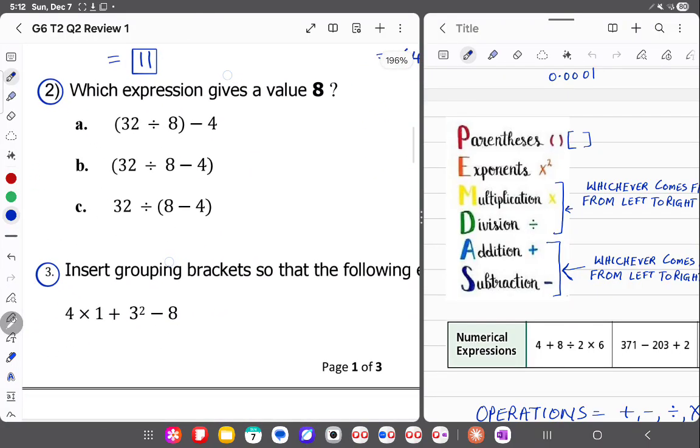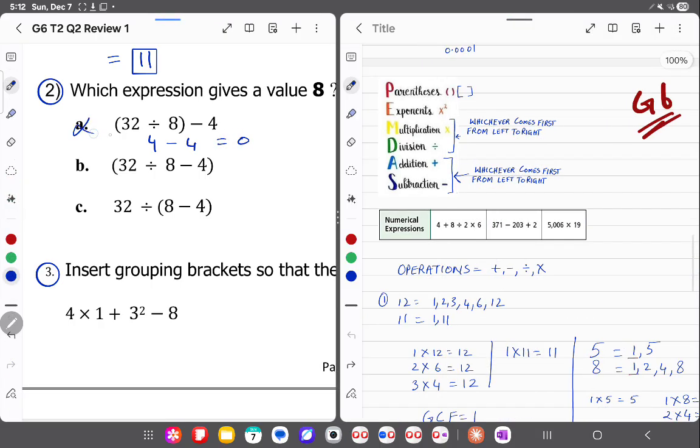Okay, so we move on to the second question. Which expression gives a value 8? They have given us three options. We try applying the PEMDAS rule on each of them and see which gives us a value of 8. So the first one, 32 divided by 8 is 4, minus 4. We did 32 divided by 8 first because it has a parenthesis, and following this rule we solve parenthesis first. So we have 4 minus 4, that's a 0. So it's not a correct answer, because our answer should be 8.